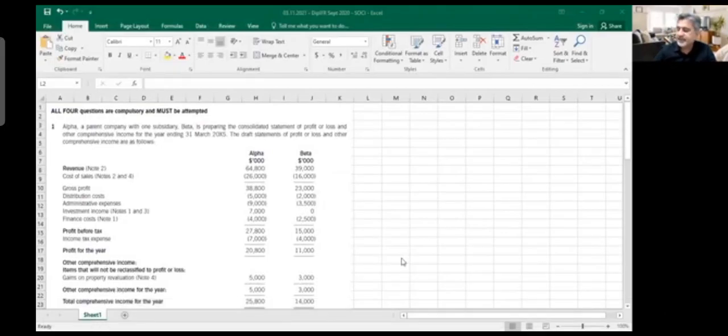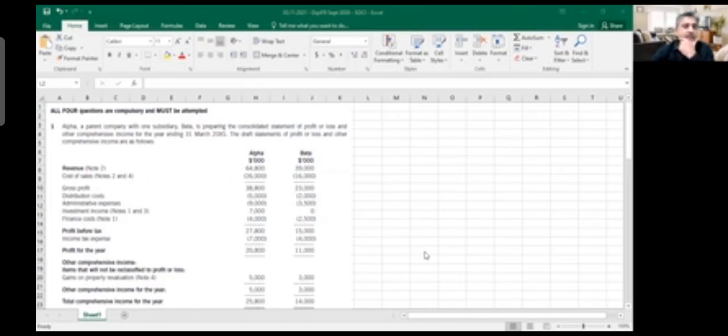Question. This is consolidated statement of comprehensive income. The question is taken from September 2020 exam. Let me start reading it very quickly.